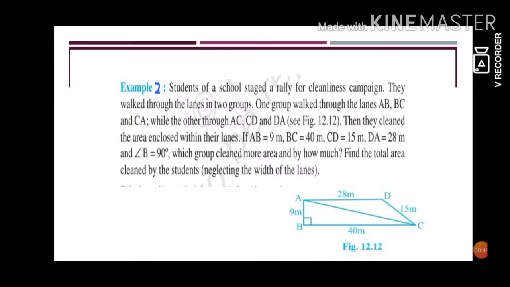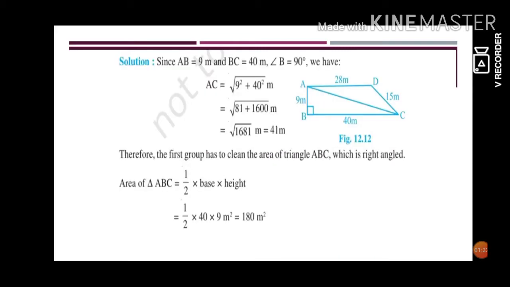If AB is 9, BC is 40, CD is 15 and DA is 28 meter with angle B as 90 degree, which group cleaned more area and by how much? And find the total area cleaned by the students neglecting the width of the lanes. So we have to find the area of the two different triangles. The first triangle ABC is a right angle triangle, and the second triangle ADC is a scalene triangle. So let us see how to solve such sums.